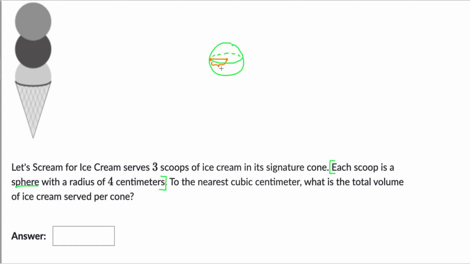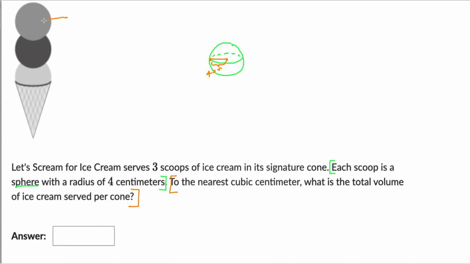And again, all these radiuses are equal. From this point to this point is the same length. Okay, from the center to the edge. Those are all radiuses. Okay, and they give us this radius. They tell us that the radius for any one scoop is 4 centimeters. And the question that they're asking us is, what is the total volume of ice cream?